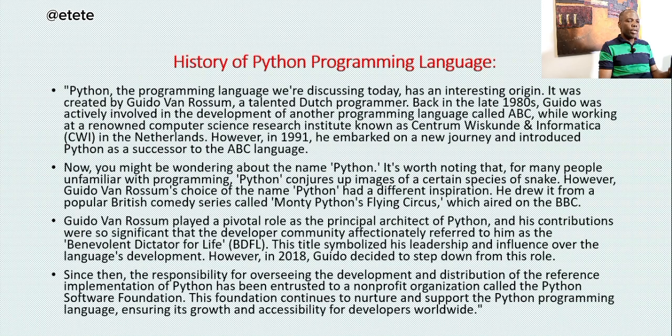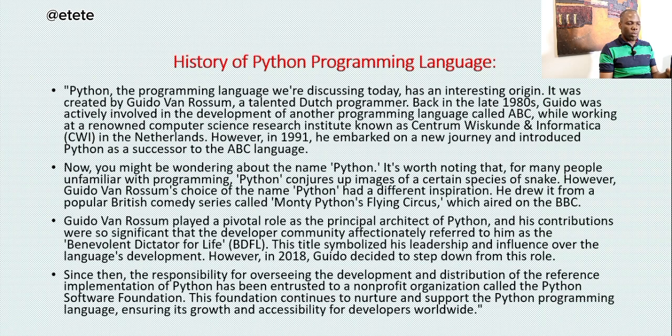Okay, history of Python. History of the Python programming language. Python, the programming language we are discussing today, has an interesting origin. It was created by Guido van Rossum, a talented Dutch programmer, back in the late 1980s. Guido was actively involved in the development of another programming language called ABC, while working at a renowned computer science research institute known as Centrum Wiskunde & Informatica in the Netherlands. However, in 1991, he embarked on a new journey and introduced Python as a successor to the ABC language.